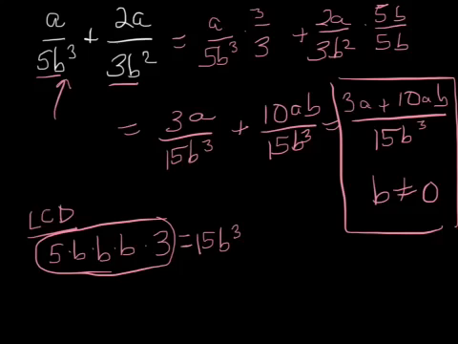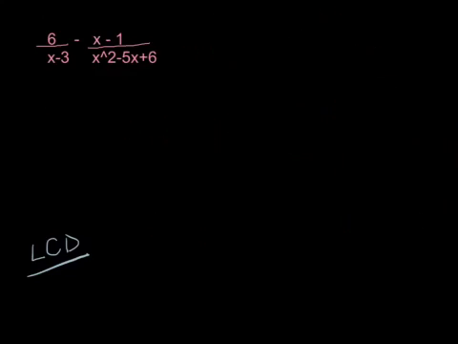Okay, let's take a look at some rational expressions that have polynomial denominators. So now I've got 6 over x minus 3, and I'm subtracting from that x minus 1 over x squared minus 5x plus 6. So first I have to find the lowest common denominator, which of course will be all of the unique factors in my denominators.